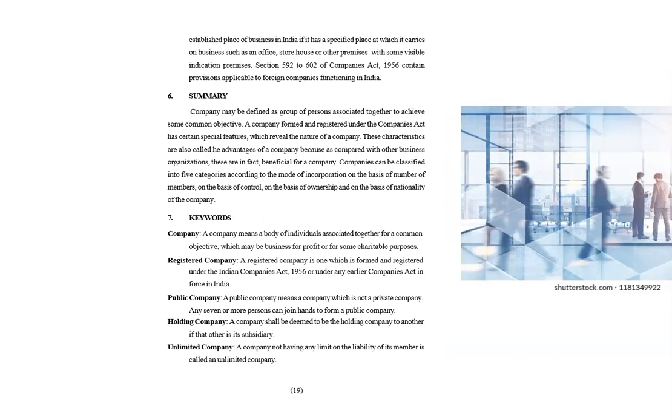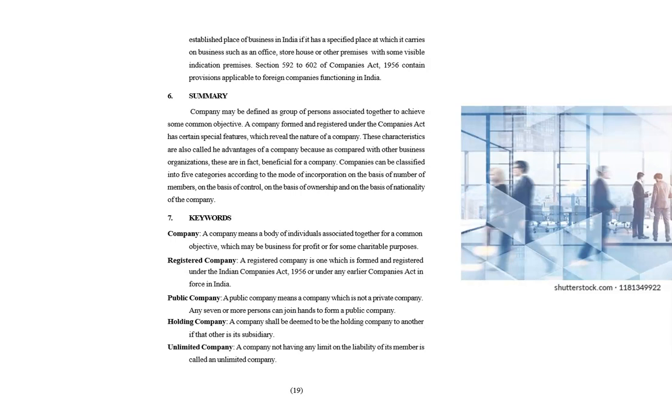So we are just covering basic features. We are not going very much into details, right? So registered company, public company, holding company, unlimited company. A company not having any limit on the liability of its members is called an unlimited company, right?